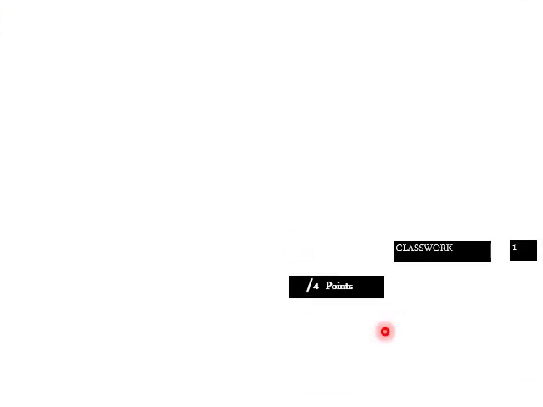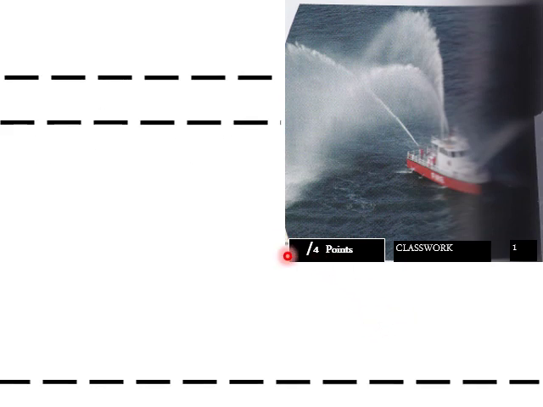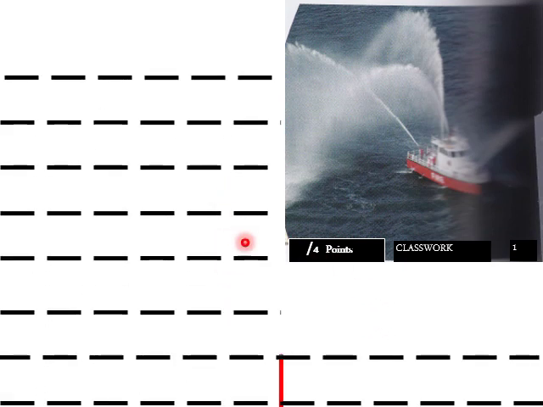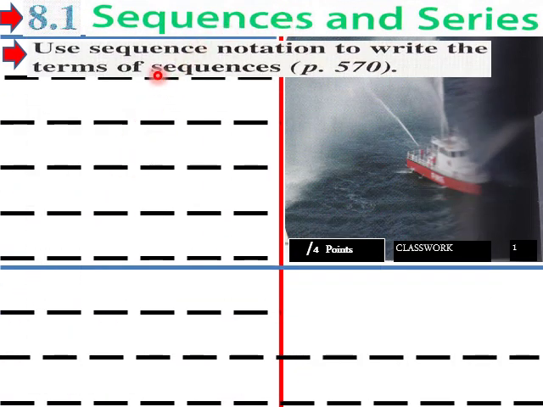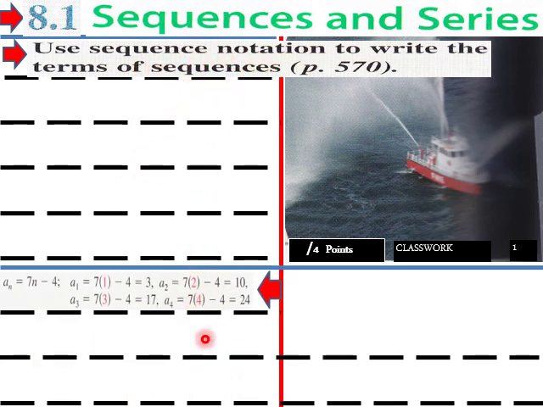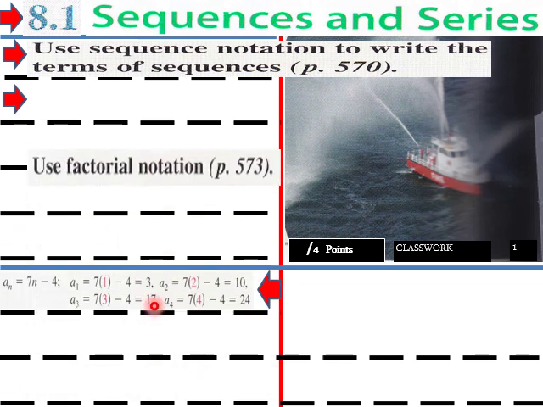Into our lesson for chapter 8, review and summary, we go right into our first section, 8.1, sequences and series. Use sequence notation to write the terms of sequences. An example of that would be these down here. These will be sequences. So a sub n would be 7n minus 4. These are all examples of a sequence.